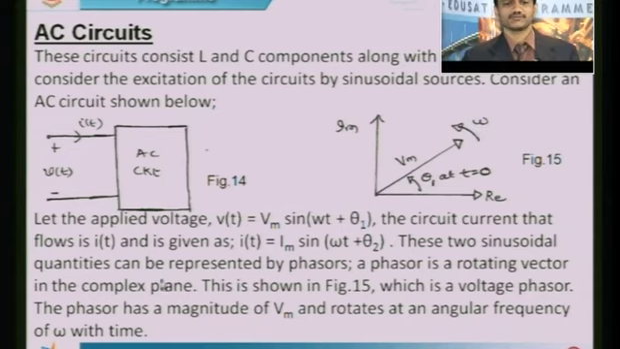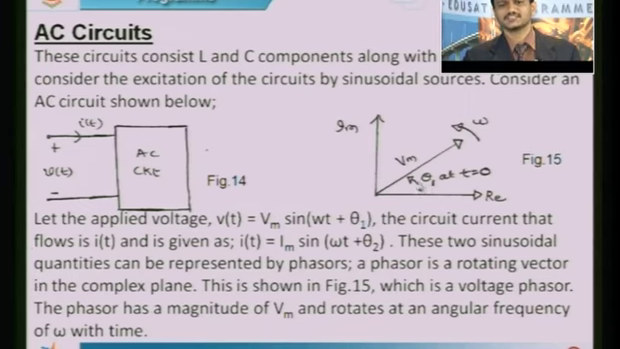These two sinusoidal quantities can be represented by phasors. A phasor is a rotating vector in the complex plane. This is shown in the figure, which is a voltage phasor. Now, this is regarded as the voltage phasor. The phasor has a magnitude of Vm and rotates at an angular frequency of omega with time. Then what you are observing is theta 1.